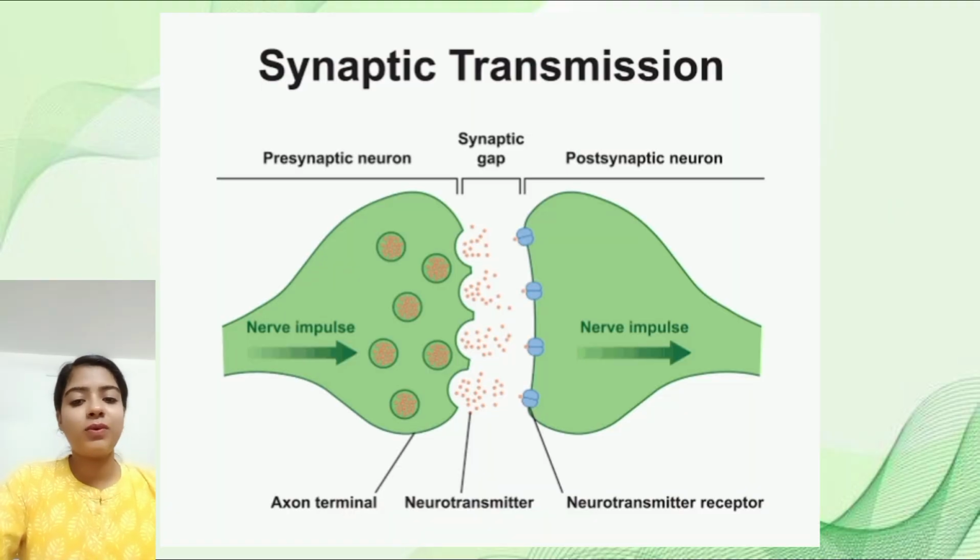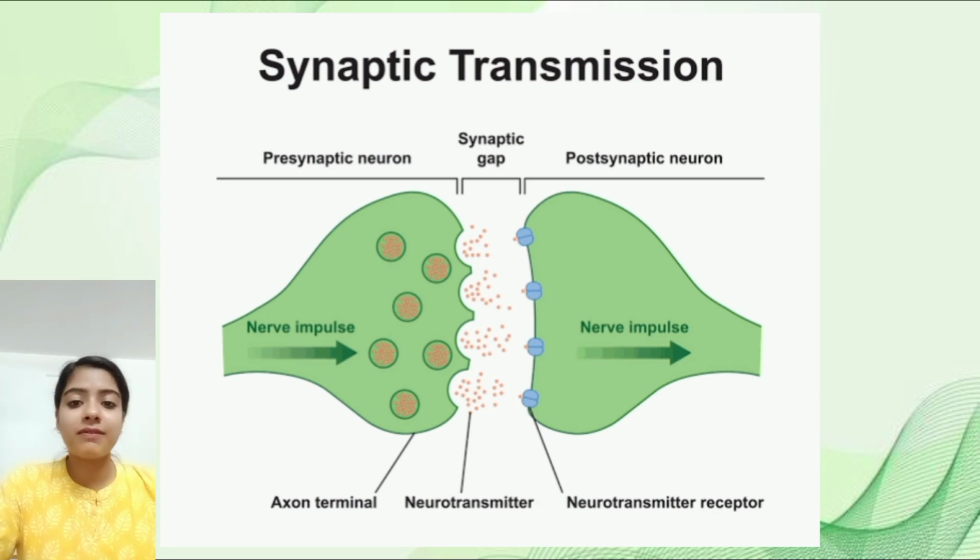In this image, we can see a clear idea of what synaptic transmission is. Here we can see the presynaptic neuron, the synaptic gap or the synaptic cleft, and the postsynaptic neuron. When the nerve impulse reaches the terminus of the axon or the end of the synaptic knob, the vesicles called the synaptic vesicles release the neurotransmitters.